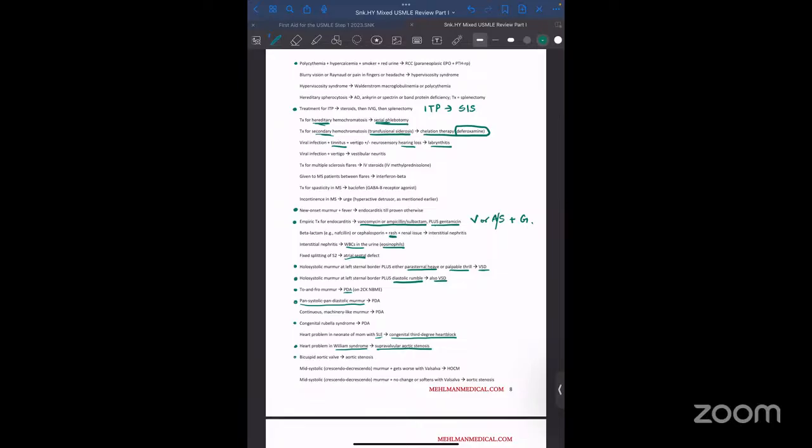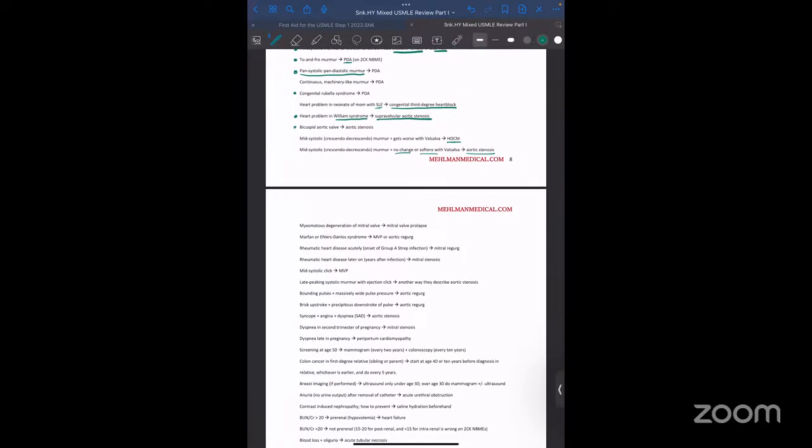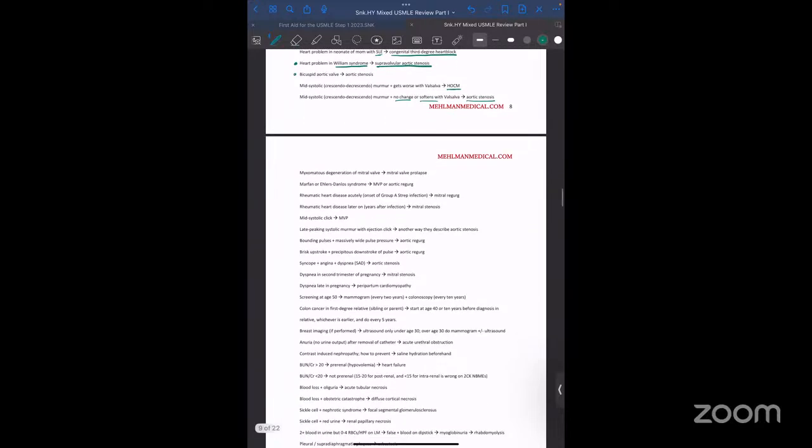Mid-systolic crescendo decrescendo murmur, which gets worse with Valsalva, is HOCM. Mid-systolic crescendo decrescendo murmur with no change or softens with Valsalva is aortic stenosis. Next is myxomatous degeneration of mitral valve, MVP. Myxomatous degeneration of mitral valve will lead to mitral valve prolapse. Marfan's or Ehlers-Danlos syndrome is MVP or aortic regurg.